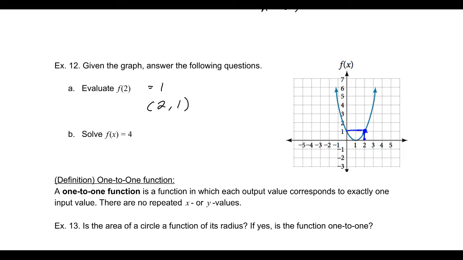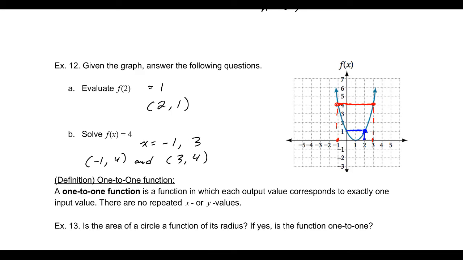For the second part of this, the output is 4. So if I start at an output of 4 and I go in both directions, I find 2 points here which have input values of -1 and 3. So x equals -1 or 3. And again, we could write these as the point (-1, 4) and the point (3, 4) as part of that graph.